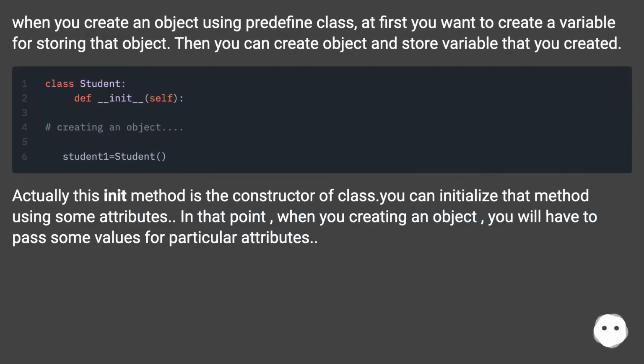When you create an object using a predefined class, at first you want to create a variable for storing that object. Then you can create the object and store it in the variable that you created. Actually, this init method is the constructor of the class. You can initialize that method using some attributes. At that point, when you're creating an object, you will have to pass some values for particular attributes.